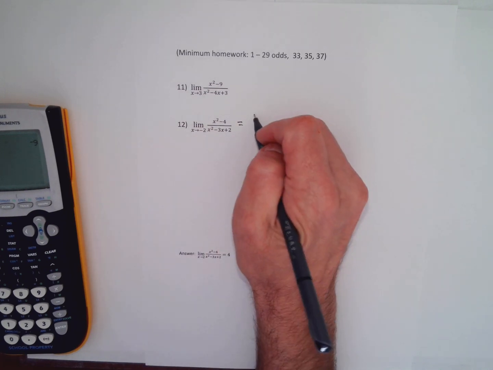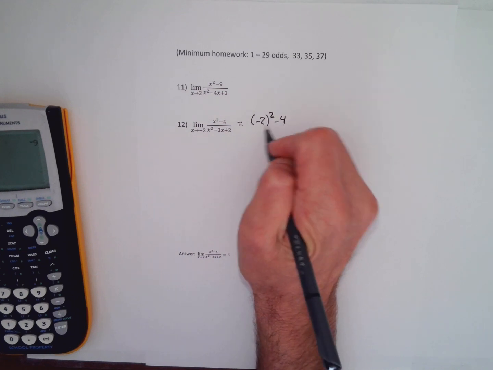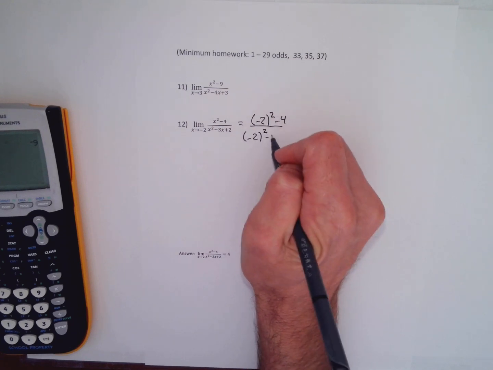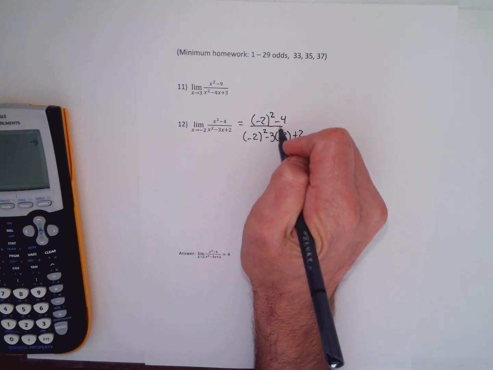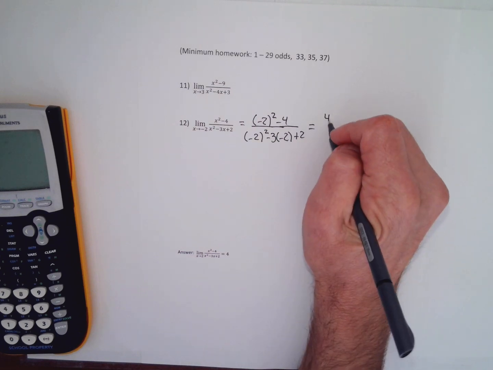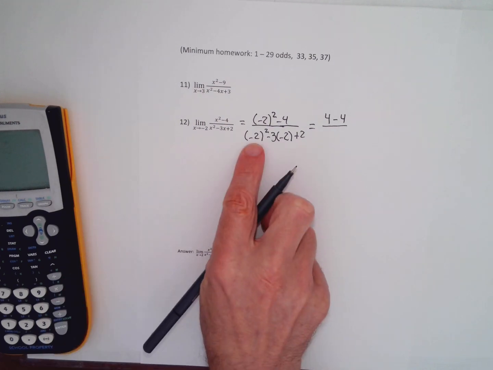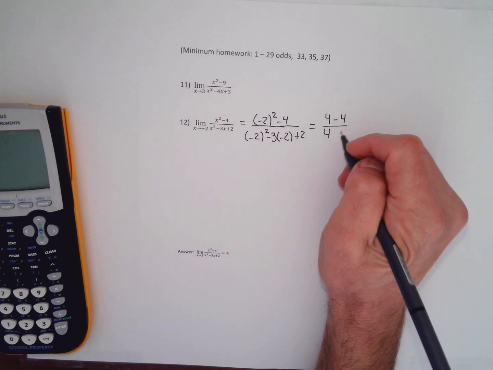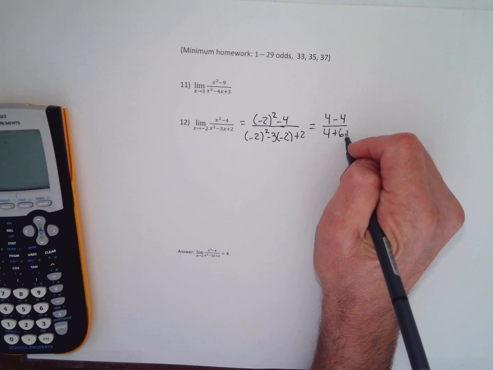For number 12, I'm going to plug in the value of x that I'm asked to evaluate, which is negative 2, and do negative 2 squared minus 4 over negative 2 squared minus 3 times negative 2 plus 2. When you square a negative number, you get positive, so negative 2 squared is positive 4. The numerator simplifies to 4 minus 4. The denominator, negative 2 squared, is positive 4. Negative 3 times negative 2 is positive 6. And plus 2 is plus 2.